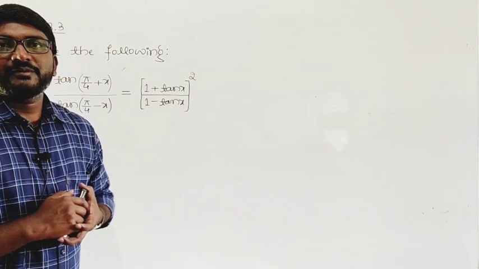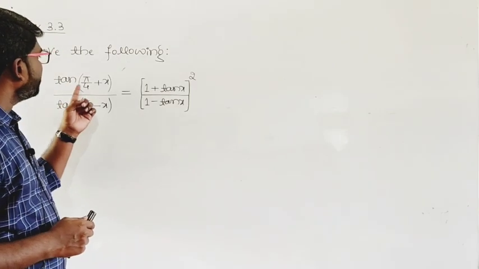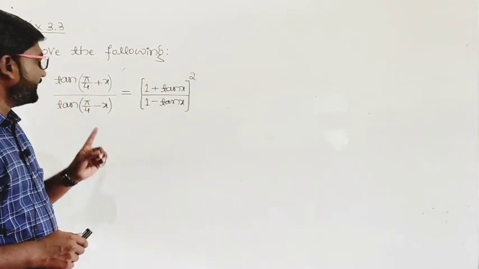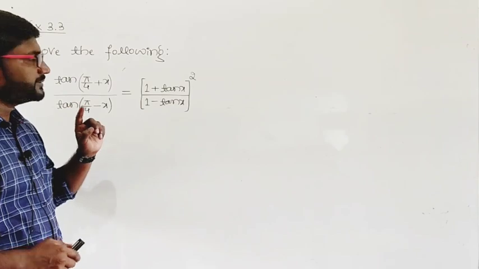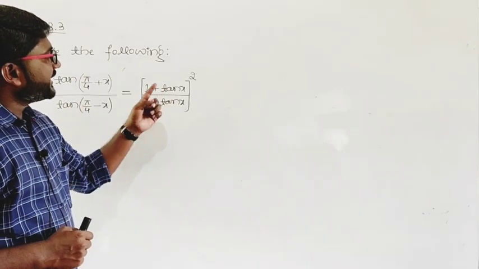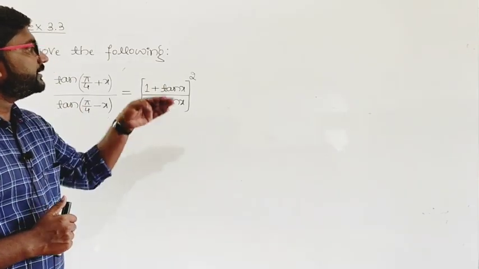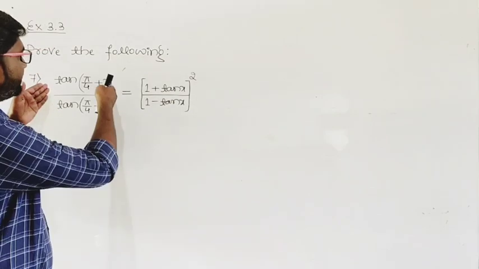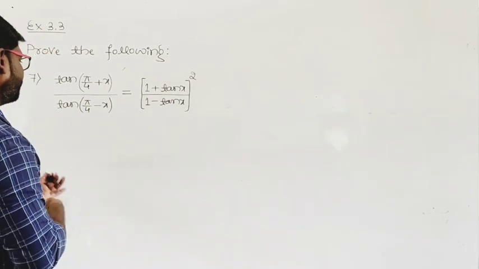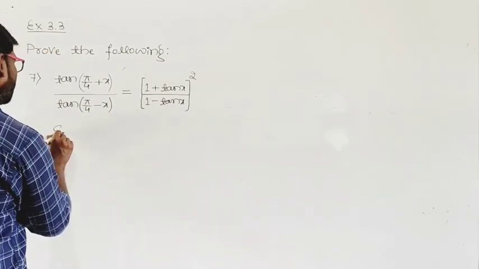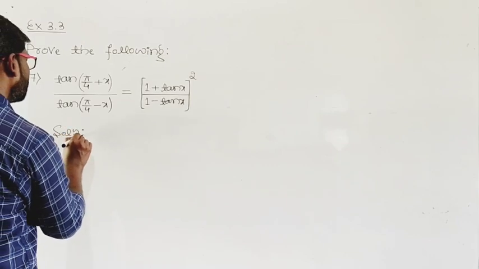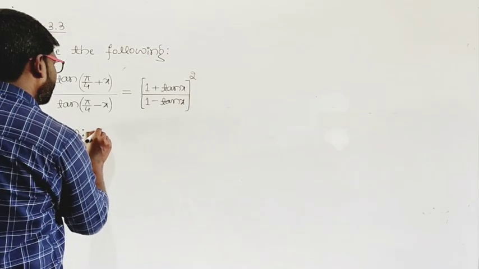Well, the seventh one: prove that tan of pi by 4 plus x divided by tan of pi by 4 minus x equals 1 plus tan x divided by 1 minus tan x, the whole square. So let us take this as the LHS. Solution: let's go for the LHS, which equals tan of pi by 4 plus x divided by tan of pi by 4 minus x.